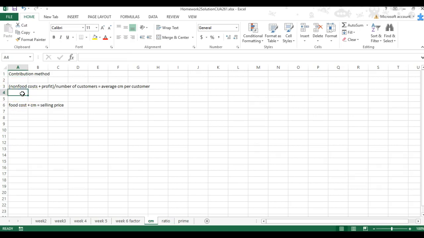So we're just going to throw in some numbers to show you how this all works. Let's say 250 in non-food cost. Profit, let's say 1750. Close that per, oh no, plus, sorry.